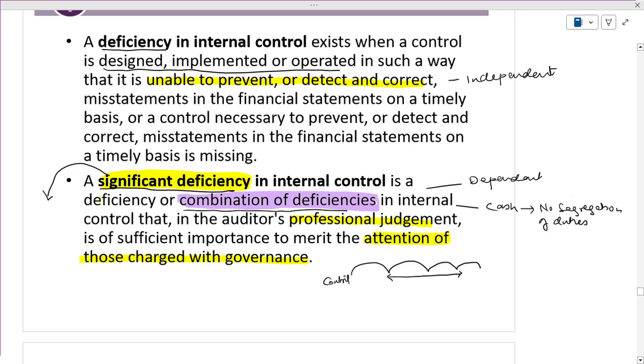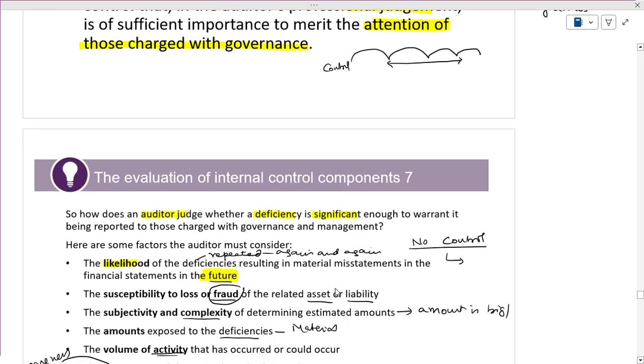I am giving you a very complete picture. Significant deficiencies. What are the deficiencies and what are the recommendations you have to give? Okay, this is where we are working out.